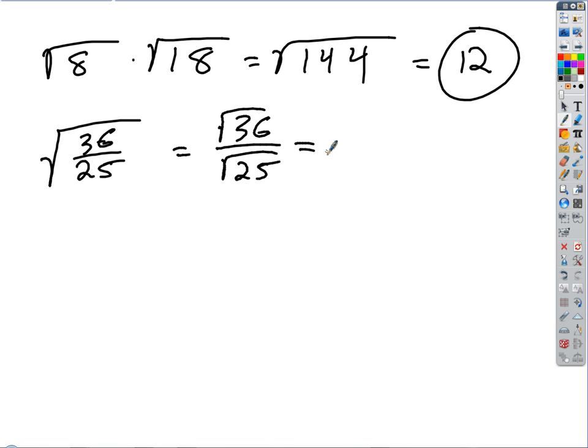And what's the square root of 36? 6. What's the square root of 25? Done. Would you divide that to simplify it? That is simplified, right? We would simplify the fraction if we could, but we can't. Well, let me give you another example.